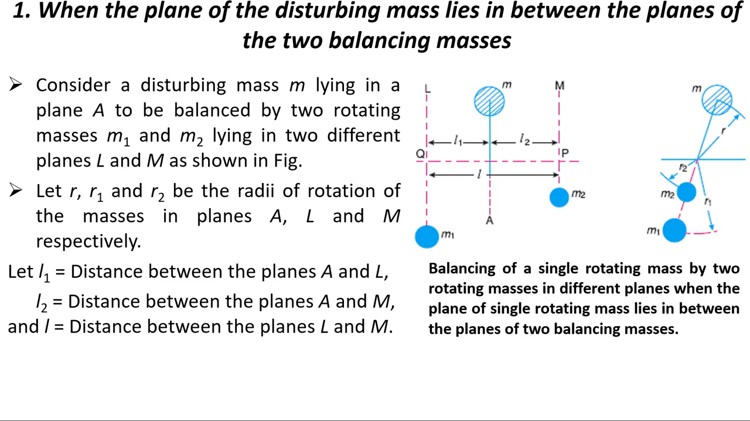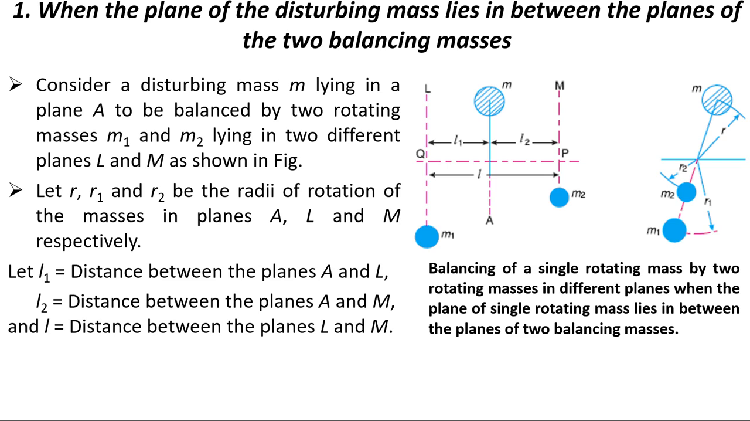Similarly, L1 is the distance between planes A and L, as shown in the figure. On the right side, we take the distance from A to M as L2, and the total distance between L and M we take as L. From this we need to understand how the balancing can be done. Just try to understand the figure, that is the main important thing. The center will be the disturbing mass and the other two will balance it. In the figure you can also see the side view.